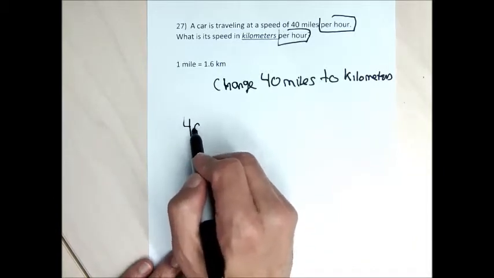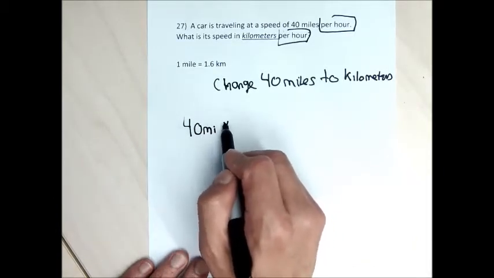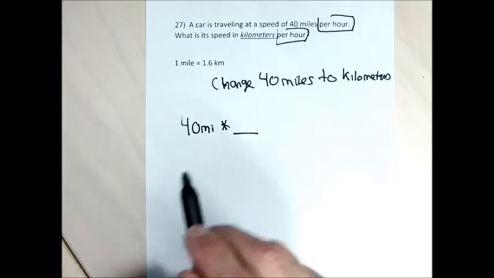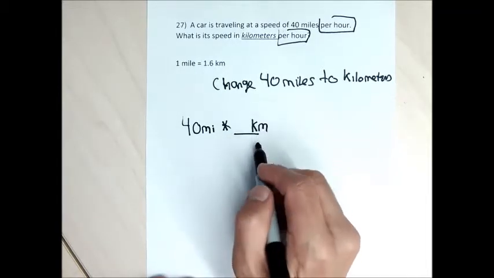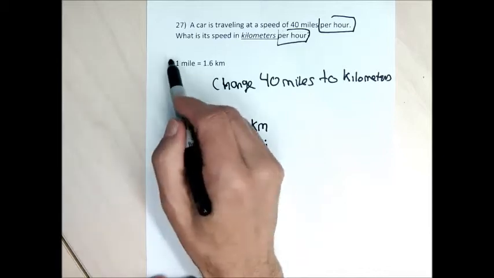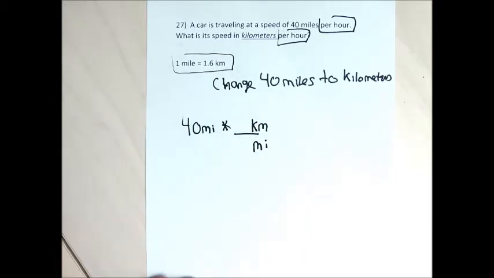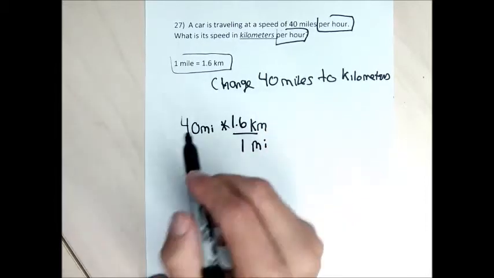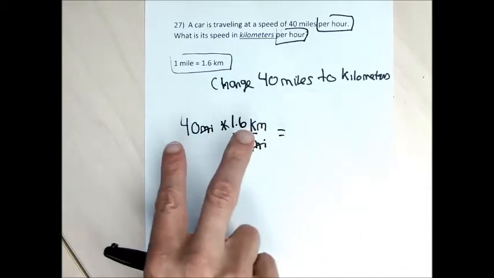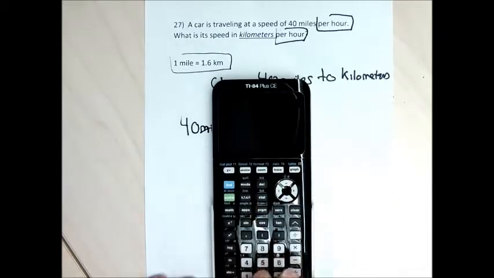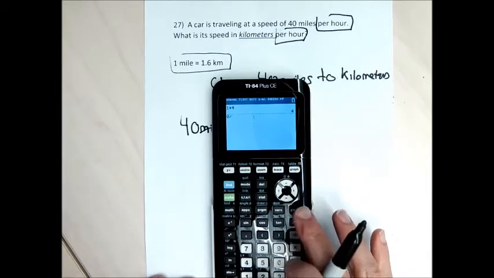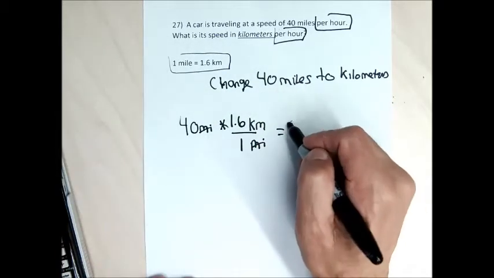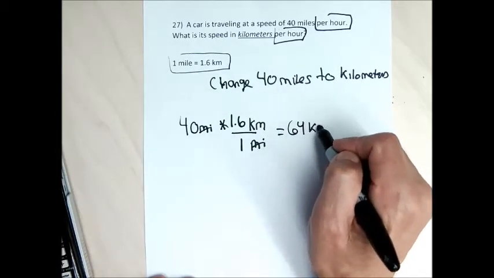I'm going to start with 40 miles, and I'm going to change it to kilometers by multiplying by a fraction that has what I want to change into in the numerator. I want to change into kilometers, and what I want to get out of in the denominator, I want to get out of miles. I snuck this from my table because I knew I was going to need it. I'm going to put a 1.6 next to the kilometers, a 1 next to the miles. The miles will cancel, and the numbers in the numerator, so I'm multiplying. When I multiply 40 times 1.6, I get 64. So the numerical part, 40 miles, is the same as 64 kilometers.